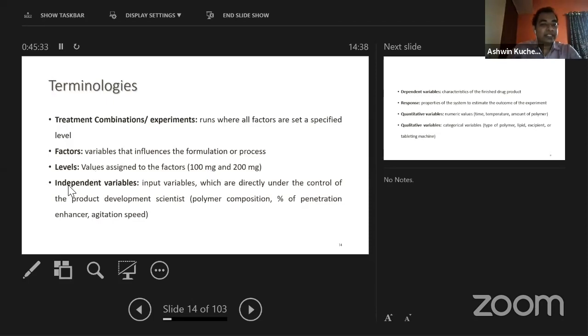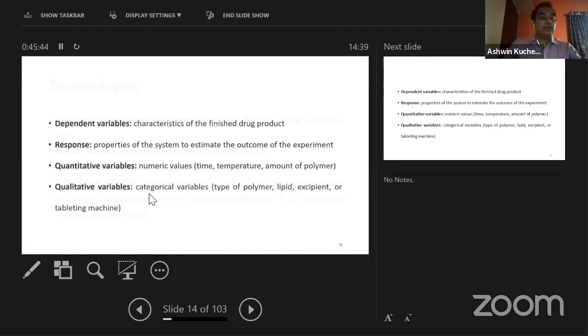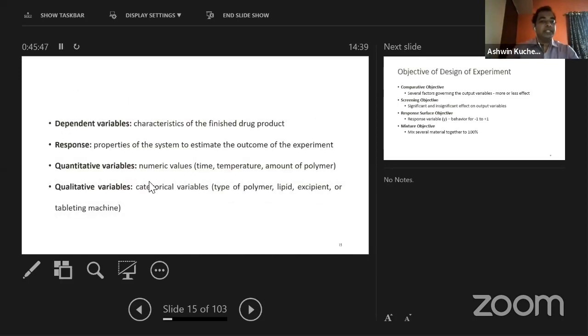The second are independent variables. Those are input variables which are directly under the control of the product development scientist. These independent variables are sometimes qualitative or quantitative. We will discuss what is qualitative and quantitative. Opposite to the independent variables x1 and x2 is the dependent variable, that is y, and those are the characteristic properties of the finished product. So those are y's, those are responses, those are outputs, and responses are properties of a system to estimate the outcome of an experiment. So when you say quantitative variables and qualitative variables, the difference is that quantitative variables are numeric.